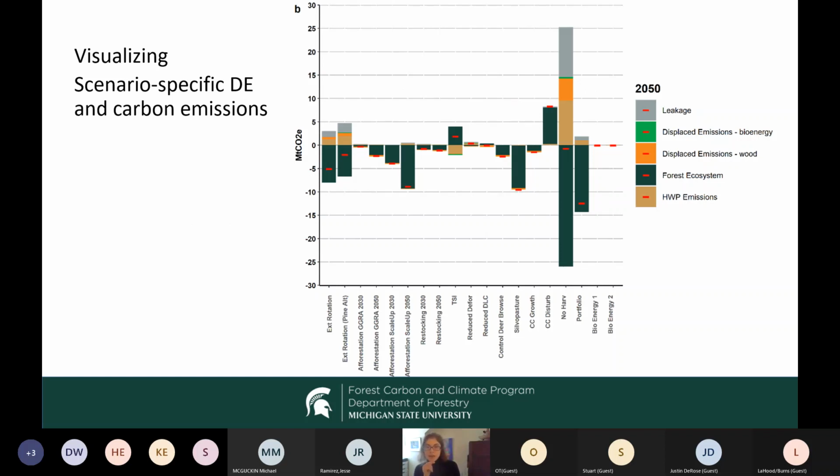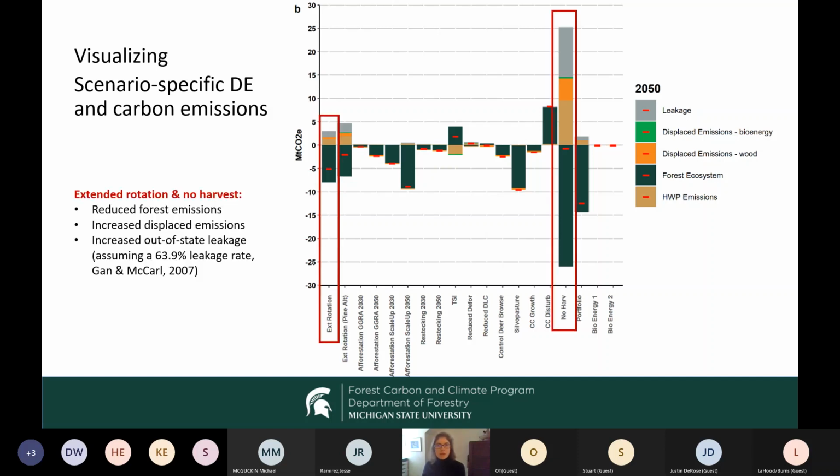So just to visualize a little bit of what these might look like, so visualizing scenario-specific displaced emissions and carbon emissions, we can think of these as hypothetical numbers here, stemming from carbon modeling. So if we look at, for instance, extended rotation and no harvest, these are two different forest scenarios that I've mentioned. If we look at both of them, they're similar in that, though at different scales, they are resulting in lesser harvest, right? Lesser harvest, what does that mean? When we reduce harvest, what are we looking at? So we have reduced forest emissions.